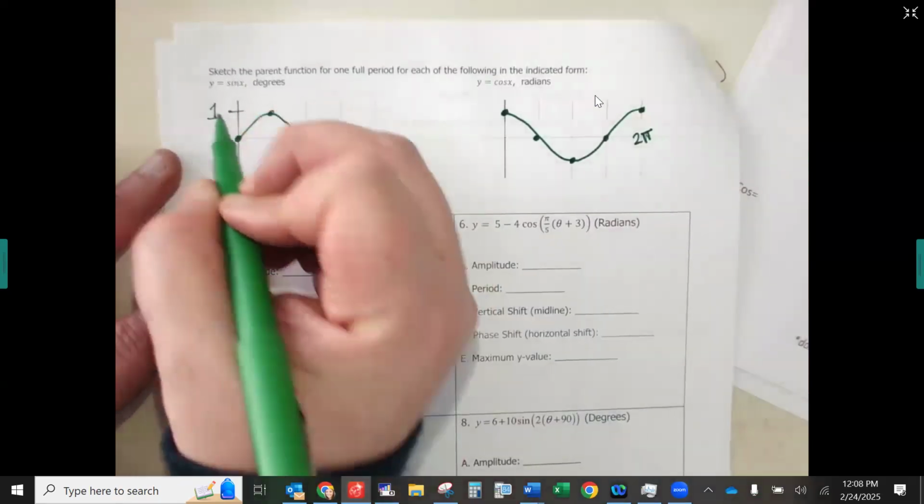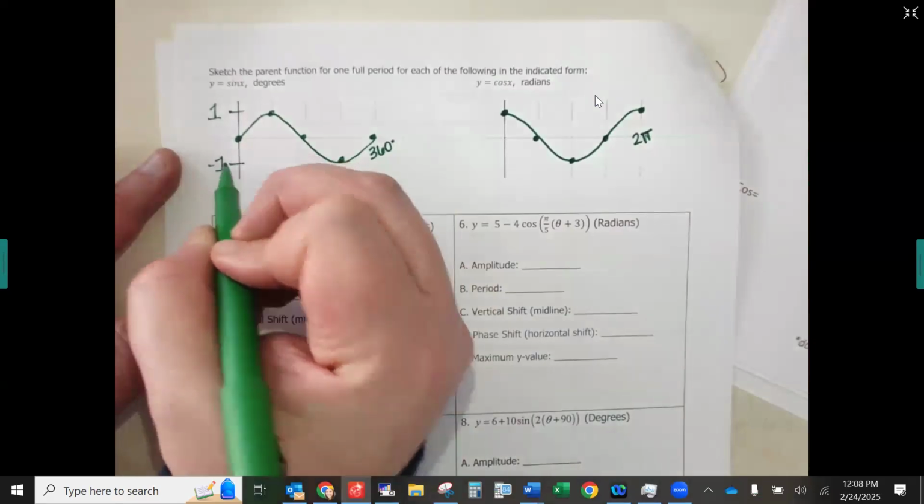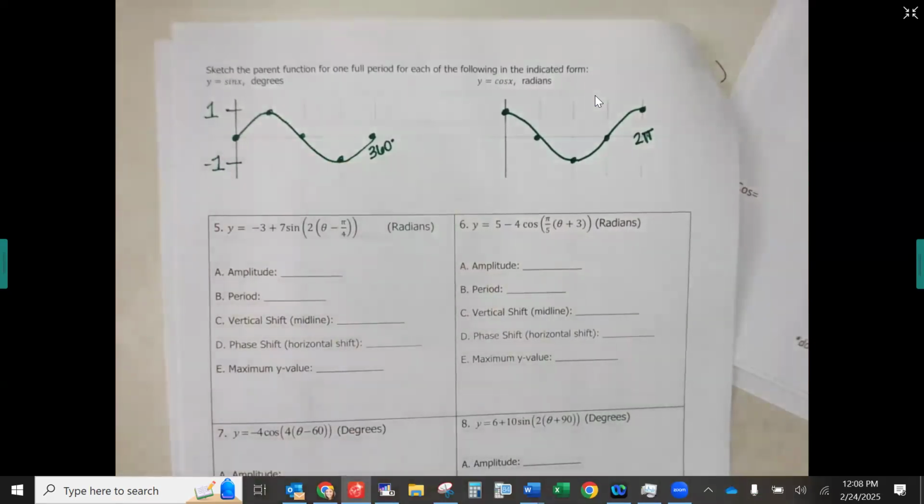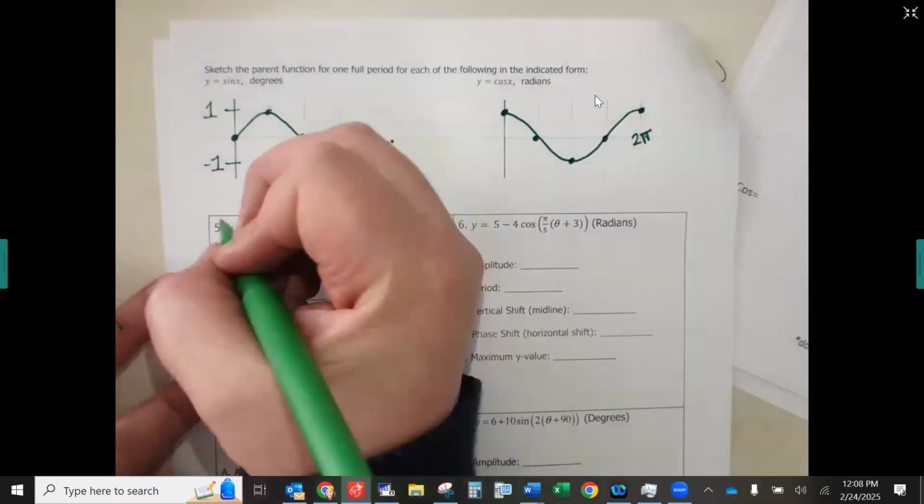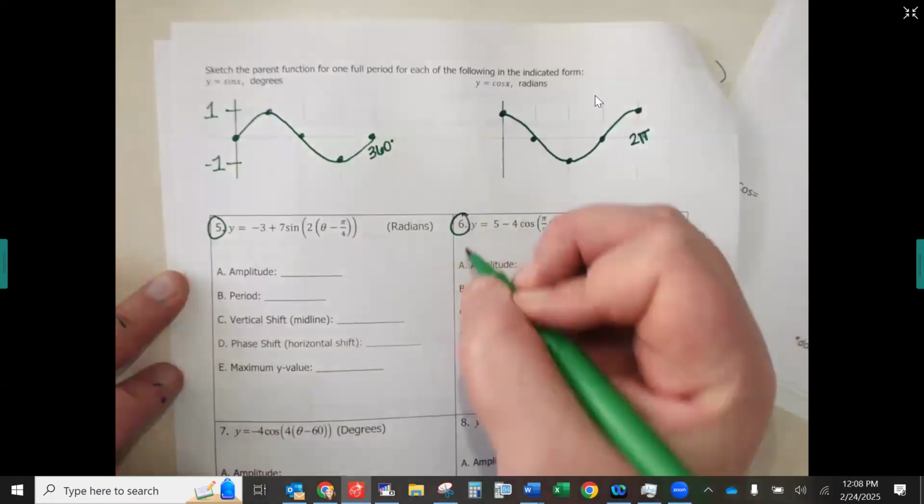Okay, remember the high point on both of these is 1. The low point is -1. Okay, and then as we've done in the notes, you should be able to put domain and range and that kind of stuff. All right, here are the ones that you can do. You should be able to do 5 through 8 on this page. So if you want to circle those.